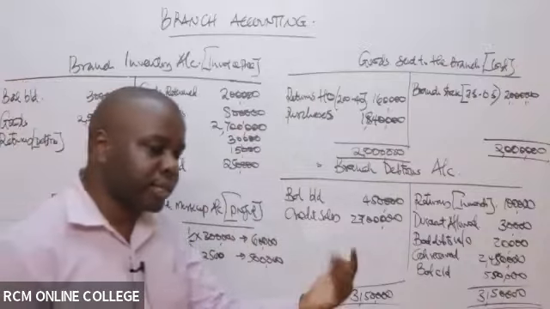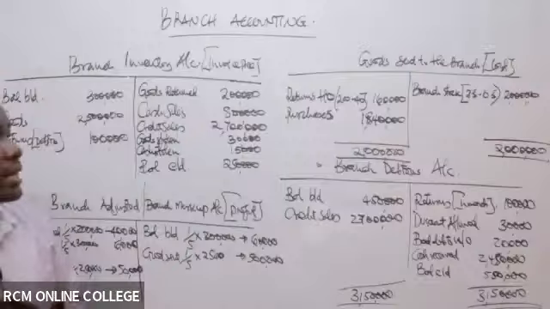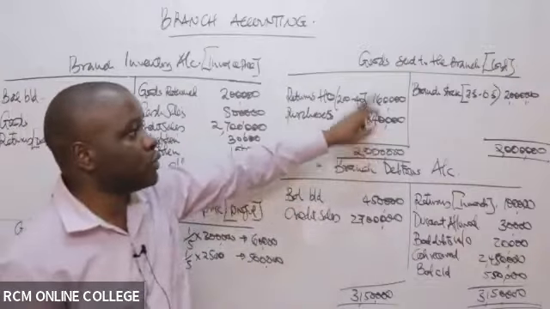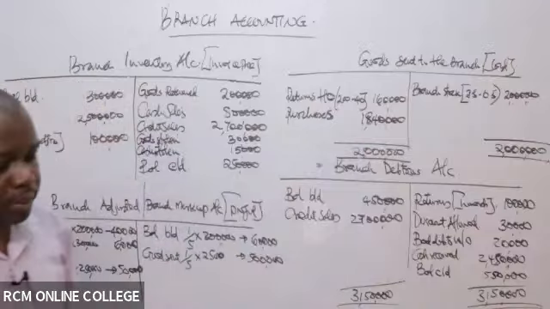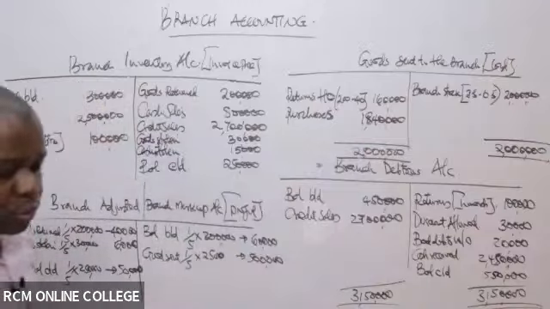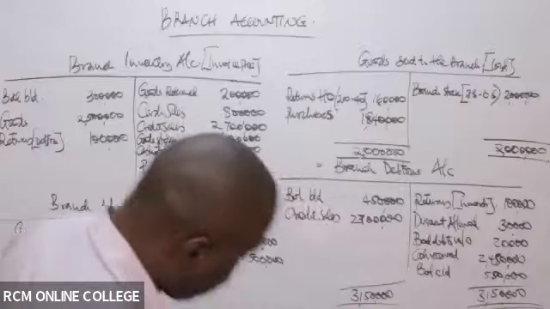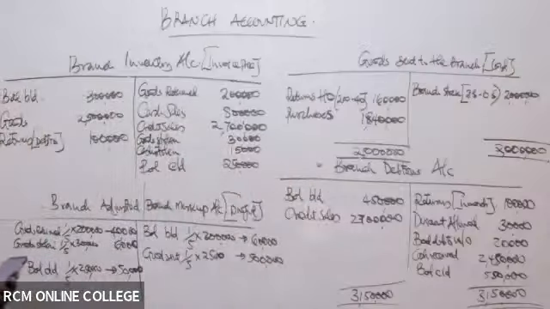But to the branch, when they are receiving these sales from the head office, that is a purchase to them. So the goods sent to the branch here, the balancing figure here, will be the purchases to the branch. So that will be 1840. Then we come now to the branch inventory account.